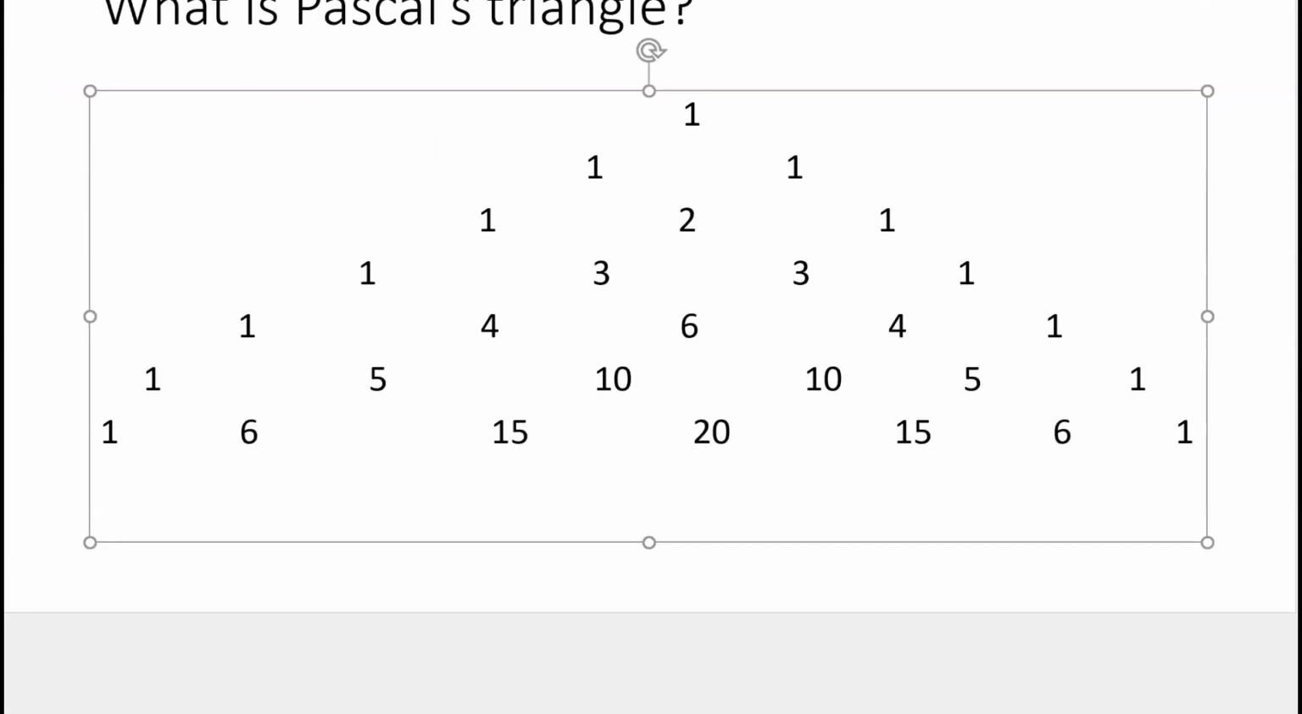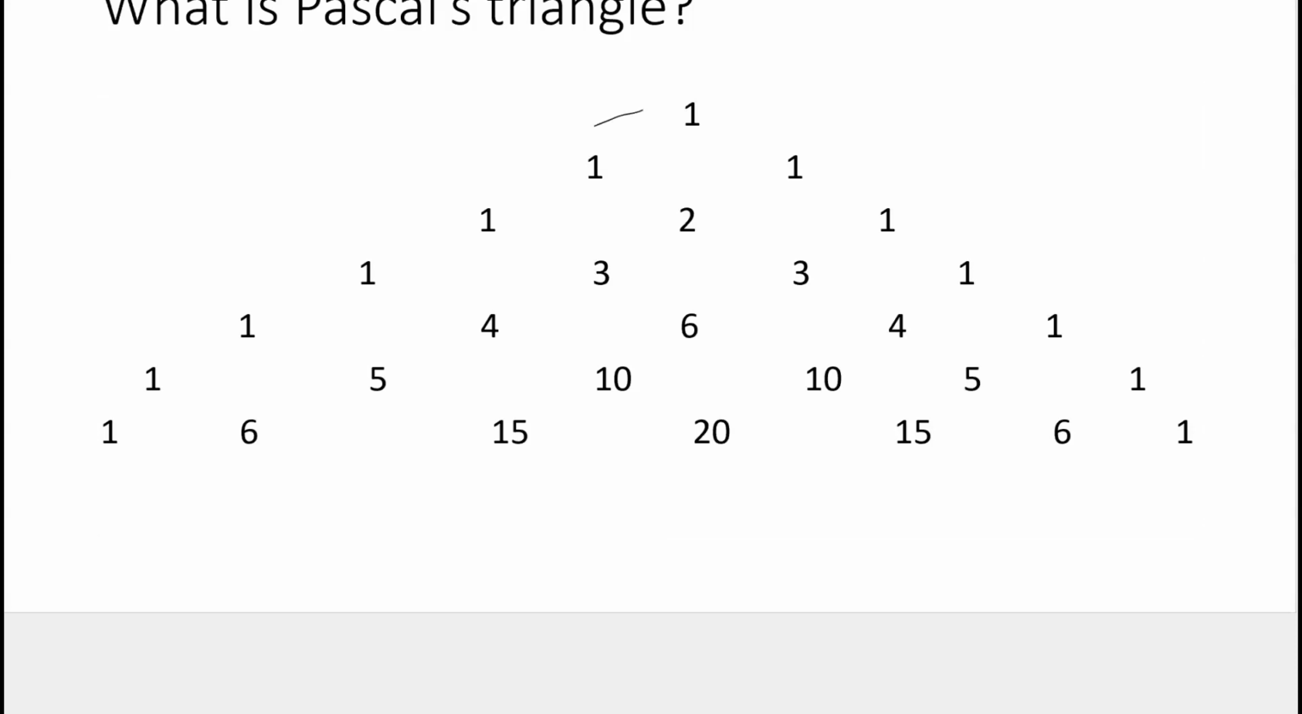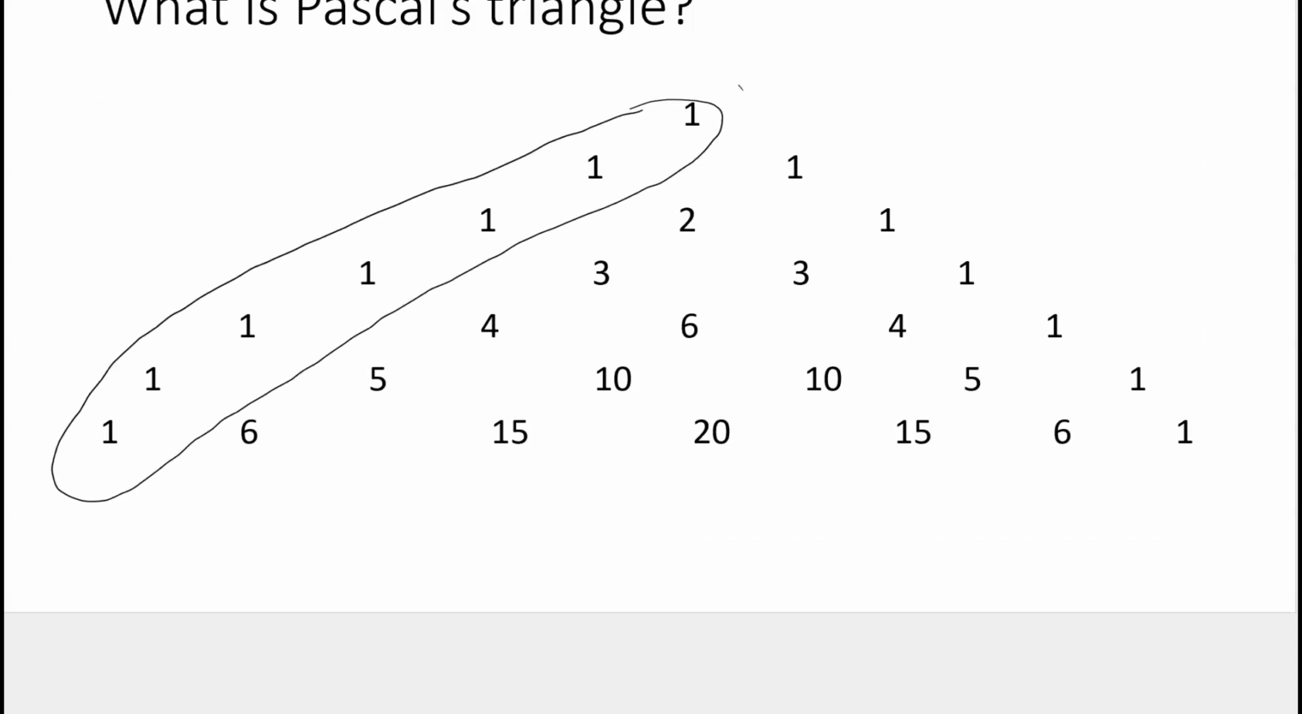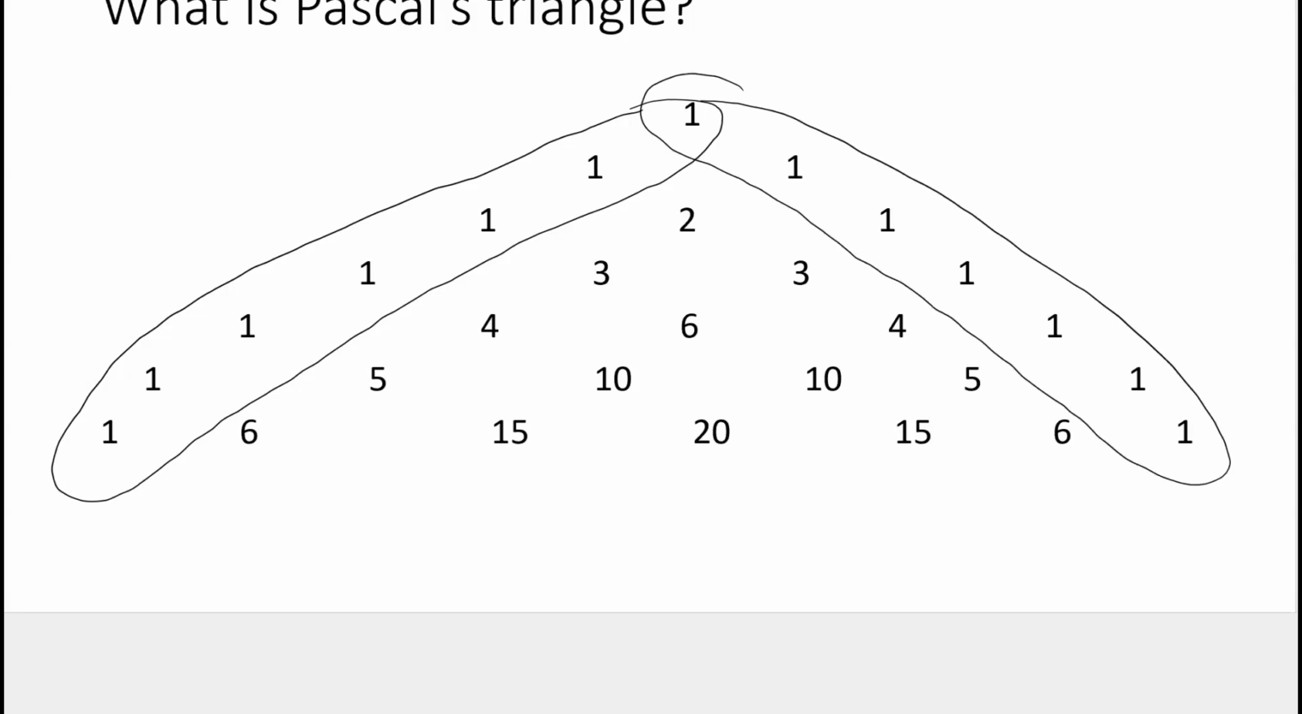It's just a pattern. It has ones down the outside, on each side. So you fill in your ones down the outside, and then the inner numbers are worked out from saying 1 plus 1 gives you 2. Now on the next line, we've got to go 1 plus 2 gives us 3. 2 plus 1 gives us 3.